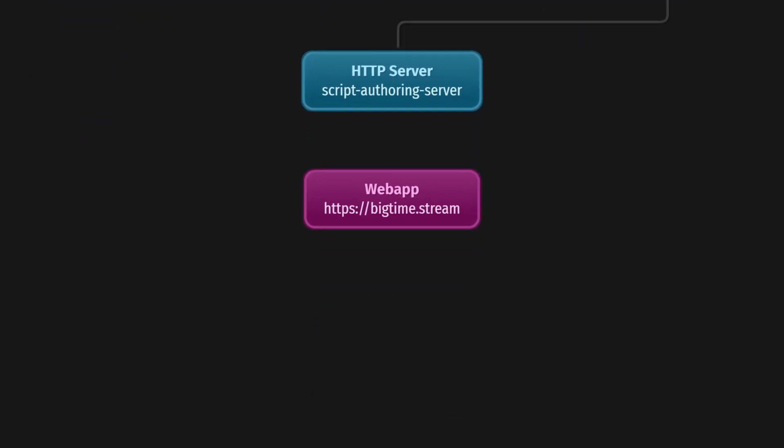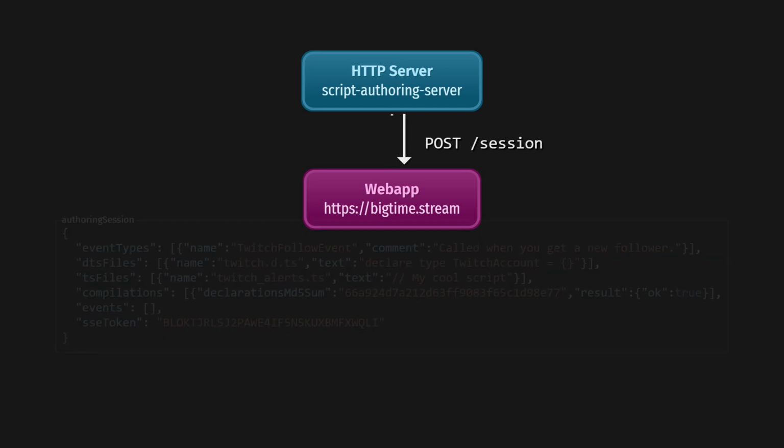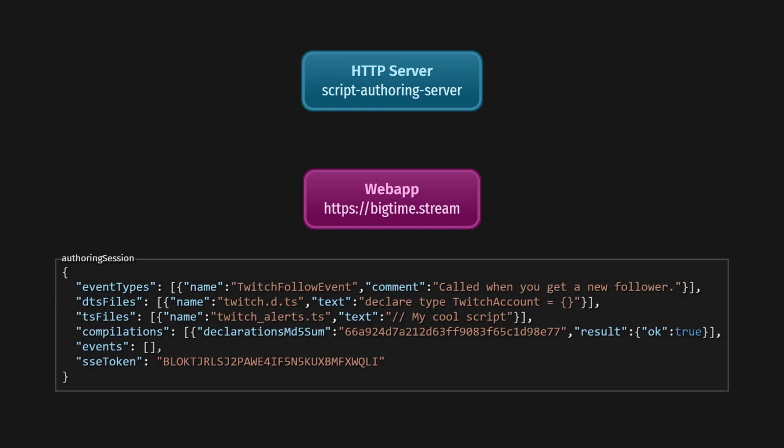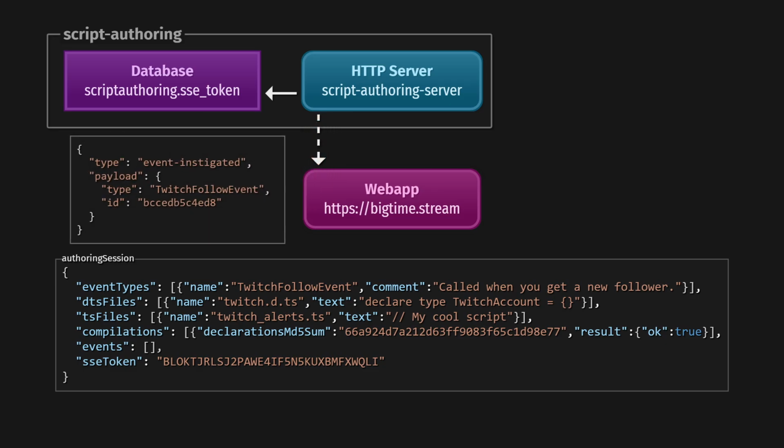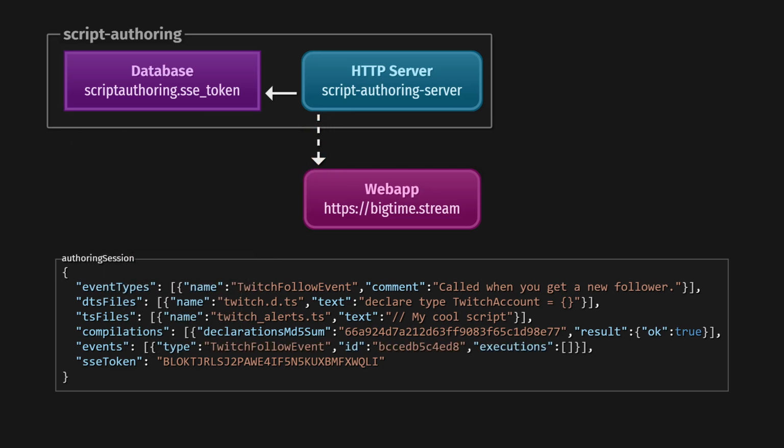All the front end has to do is establish a new script authoring session, and it'll get back all the relevant script-related data for this organization. It'll also get a token that it can use to request real-time updates from the server. This HTTP connection stays open, and whenever the script authoring server gets word of a relevant change to this organization's script data, it'll send a notification to the client, which can then update its state accordingly. This is a pattern known as server-sent events, or SSE.